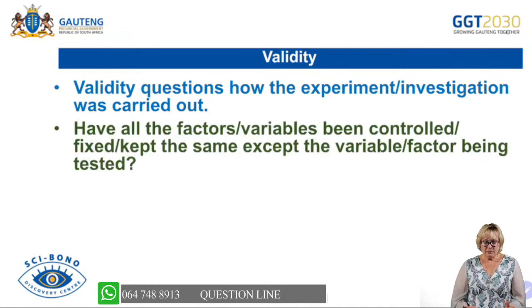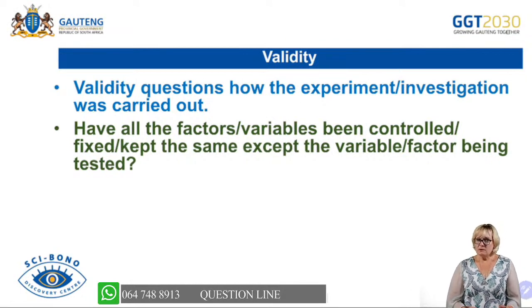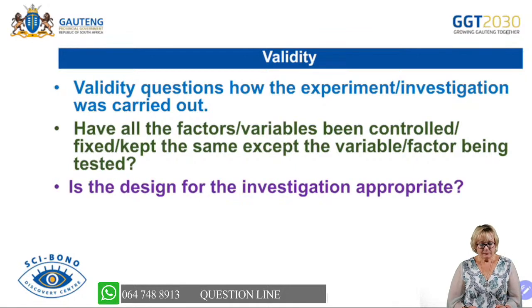Have all the factors, variables been controlled, or were they fixed, kept the same, except the variable or the factor being tested? All right, remember when we started, we said there are 3 variables. We have looked at where we use the independent variable and the dependent variable, stating the hypothesis. We looked at reliability, but with validity, the fixed or the controlled variables are now coming in, because you're now looking at how this experiment was done.